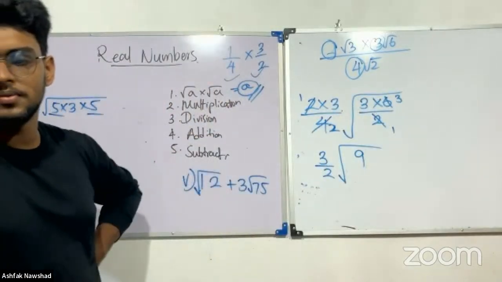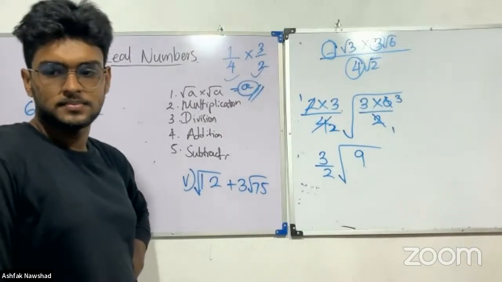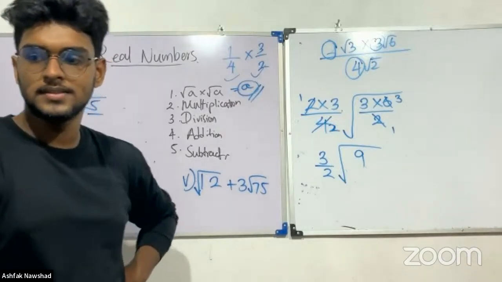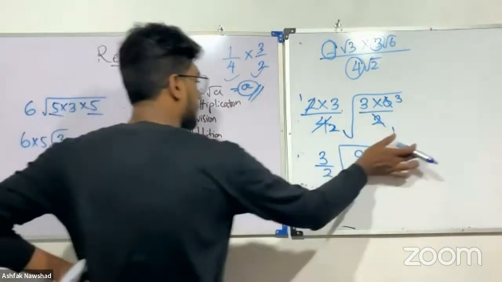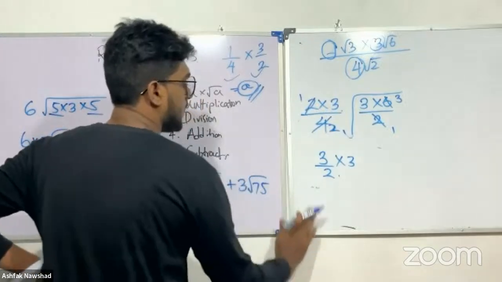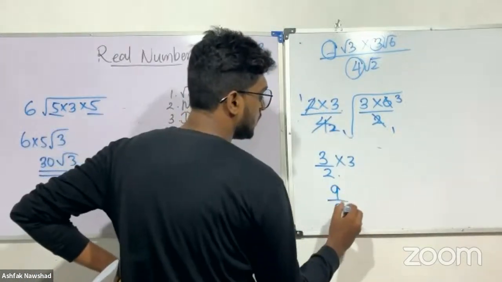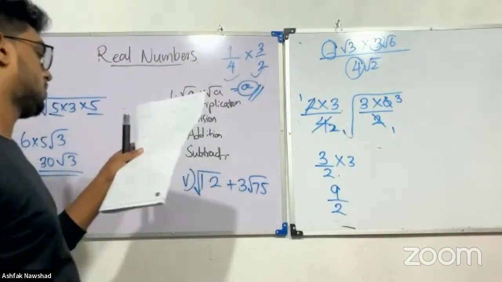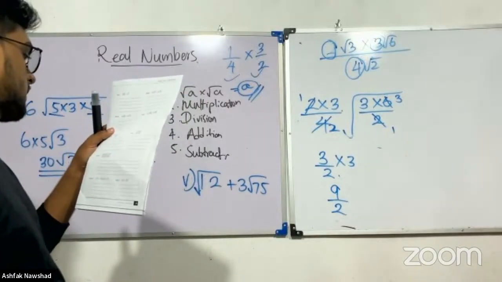So what is the square root of 9? The square root of 9 is 3. So I don't have to write the root anymore. I can write it as 3. So the final answer would be 9 over 2. So yeah, another question, right?